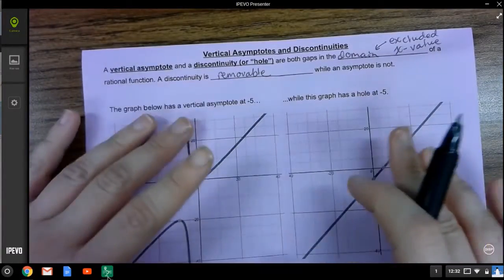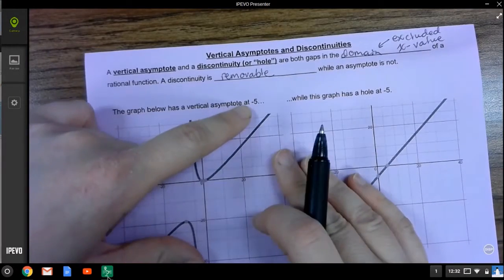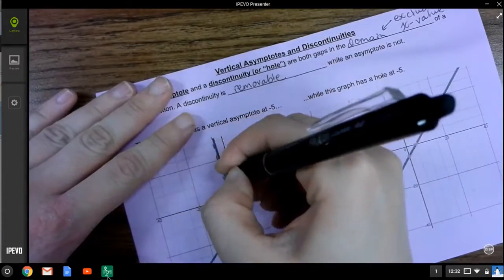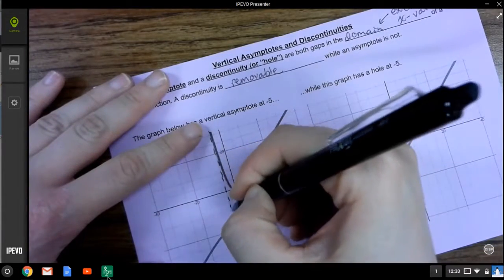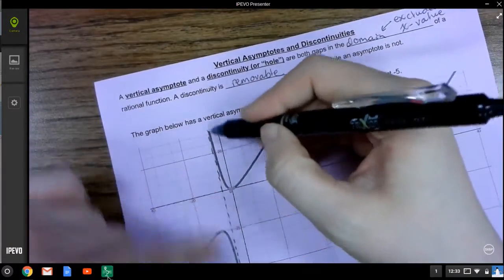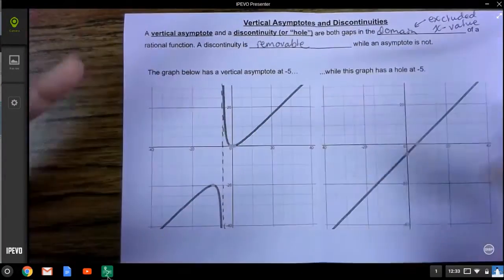So we're going to start with these two examples. First one on the left, the graph below has a vertical asymptote at -5. And that's kind of obvious, right? So there's this invisible barrier that the graph kind of skims. It curves around it. It doesn't want to touch it. It doesn't want to cross it. You can see it there.